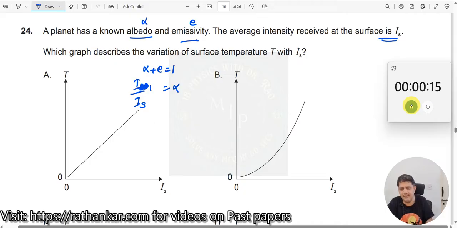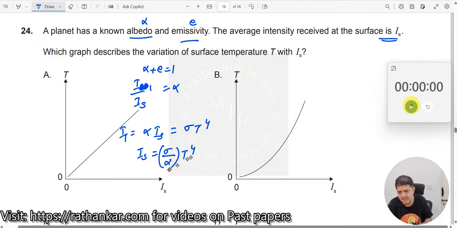Now when you say re-radiated, this IS is what gets radiated. So I can now write this as alpha times IS is equal to I1. What is I1 here? The reflected one. Now this should be equal to sigma T power 4. So therefore I1 is equal to sigma T power 4. The graph given here is IS versus T. So I will write IS is equal to sigma by alpha into T to the power of 4.